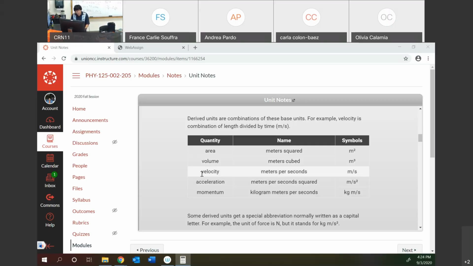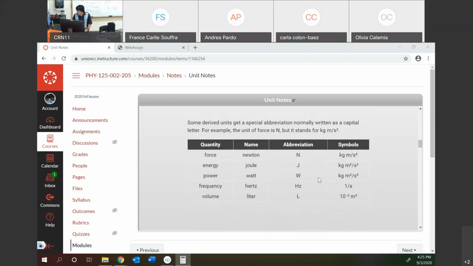For velocity, velocity is defined, and again, we're going to do this more in chapter 1, but just so you know, velocity is the rate of change of distance or displacement by time. So meters per second, and that's a symbol there. Acceleration is the rate of change of velocity, meters per second squared. And then momentum, don't worry about it. We'll discuss about that later.